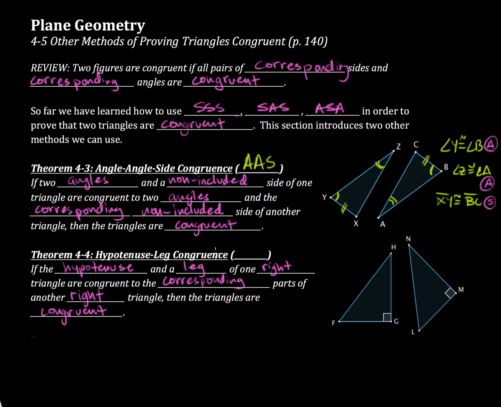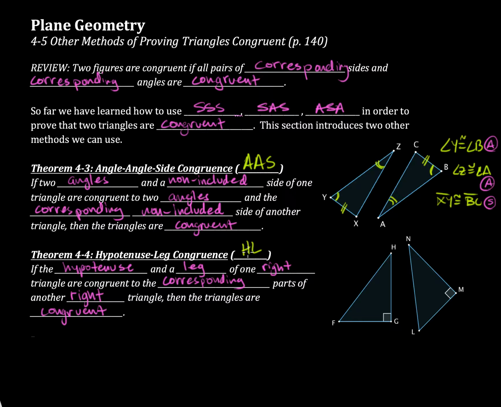The other one that we're going to learn about today is called hypotenuse leg. And the fact that it uses the word hypotenuse should indicate that we're talking about only right triangles, because right triangles are the kinds of triangles that have a hypotenuse in them. So hypotenuse leg, or HL, says if the hypotenuse and a leg of one right triangle are congruent to the corresponding parts of another right triangle, then the triangles are congruent.